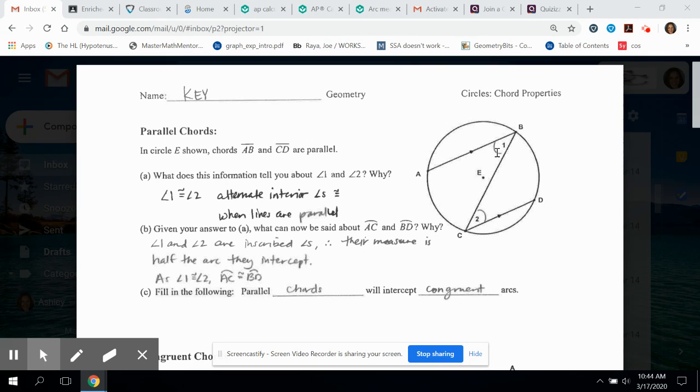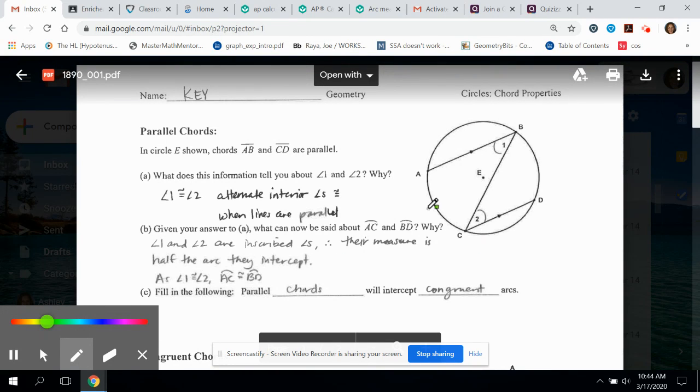So what happens is, because angle 1 is an inscribed angle, the vertex is on the circle, it's half of the measure of AC. I'm just going to mark that with a little color, green for St. Patrick's Day here. And angle 2 is also an inscribed angle. So it's half the measure of the arc it's across from. So the deal is, because these inscribed angles are congruent alternate interior angles, the arcs across from them have got to be congruent. So the way we write that up, and the property I really want you to take away from this is, if you have parallel chords, the arcs in between them are congruent.